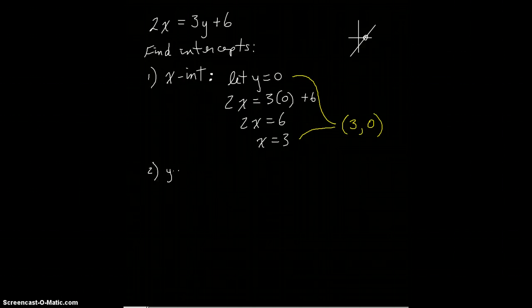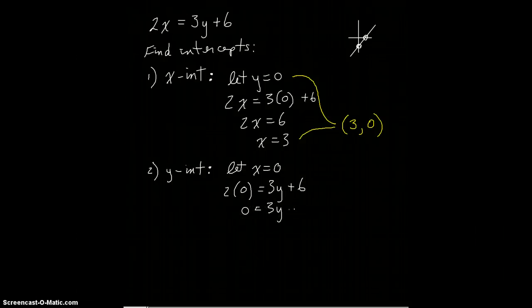Let's find the other one, the y-intercept. If I go up to this little graph, the y-intercept is where it crosses through the y-axis, so x is 0. So I'm going to let x equal 0 in my equation. I have 2 times 0 is equal to 3y plus 6, or 0 is equal to 3y plus 6, or y is equal to, if you work this out, minus 2. I've skipped a couple of steps here, so go back and make sure that you can go from 0 equals 3y plus 6 to y equals minus 2. But again, take the x value and the y value and put them together into an ordered pair, and I get (0, -2).